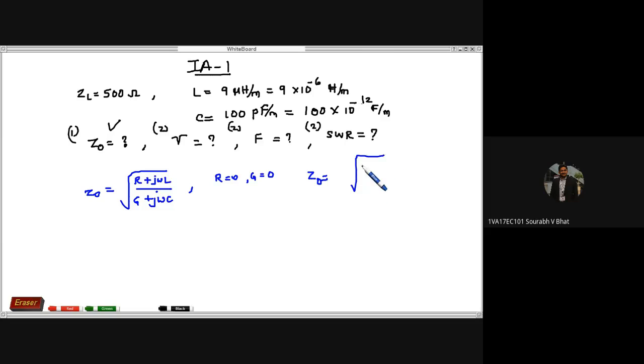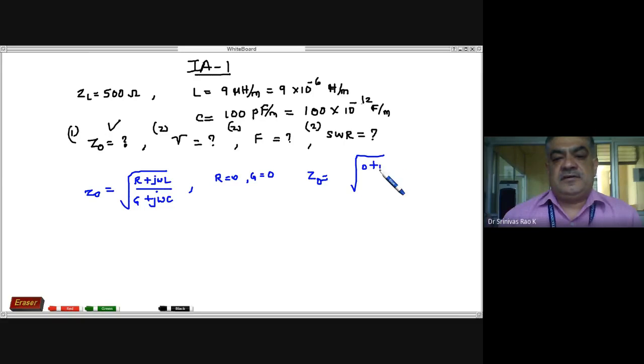Square root of L by square root of C, plus j omega L by square root of j omega C. So this will lead to... sorry, so it will be j omega L by j omega C, in which the j omega cancels, so you will remain with L by square root of L by C.